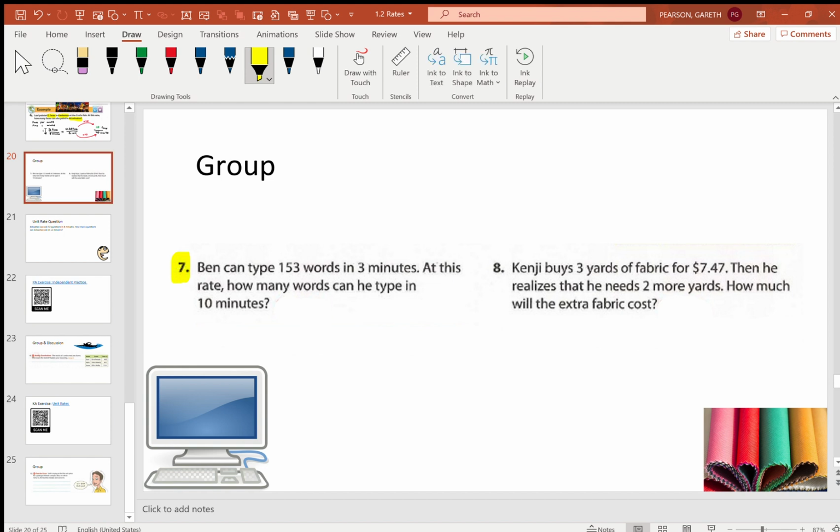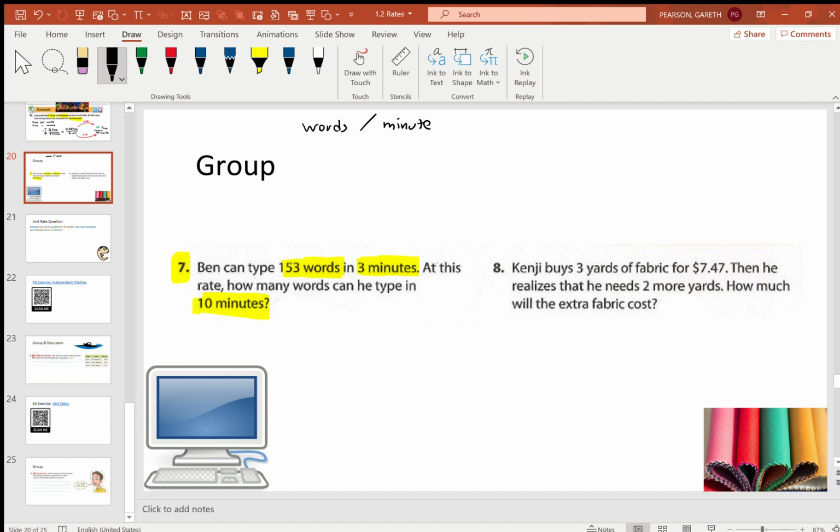Let's go ahead and work on number 7. Ben can type 153 words in 3 minutes. At this rate, how many words can he type in 10 minutes? I encourage you to pause this and try to solve it by yourself, just to practice. Okay, let's move on. So basically, I'm trying to find words per minute.